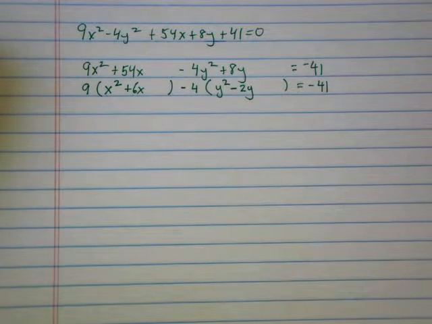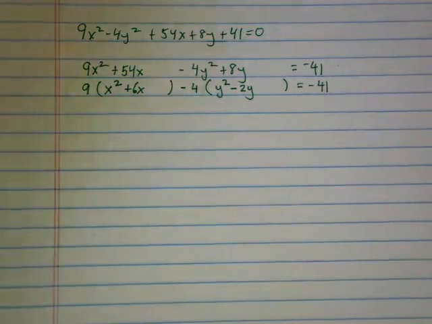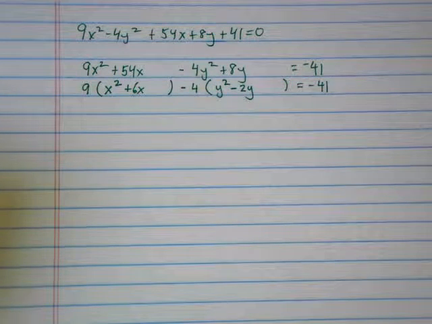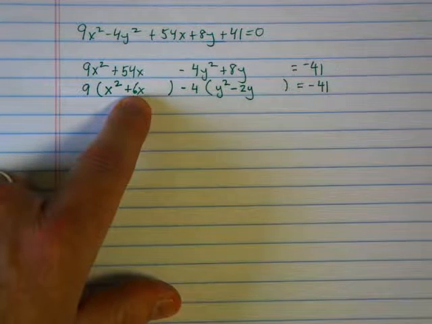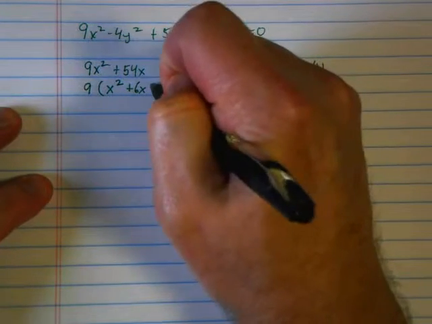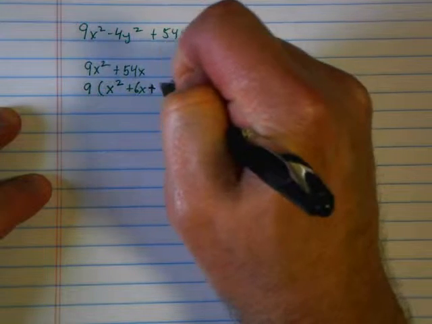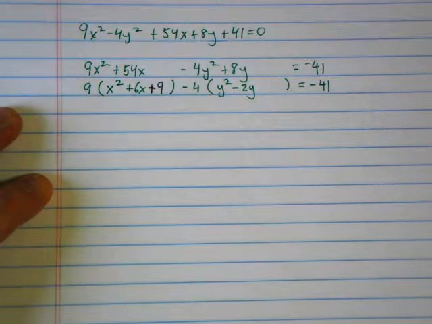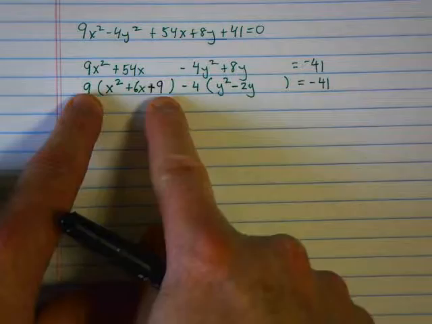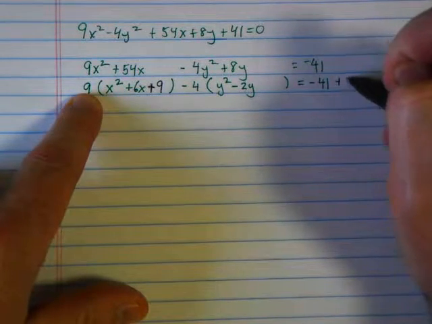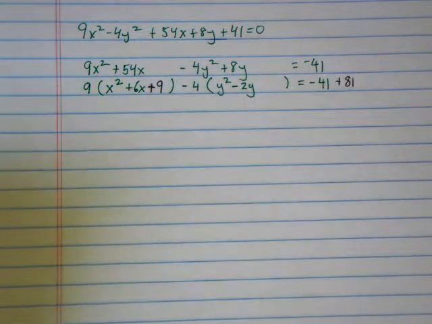All right, what's the magic number for the x's? I take 6, I divide it by 2. 6 divided by 2 is 3, and then I have to square it. 9, so I put a plus 9 here. But not on the other side. What do I put on the other side? 81. Excellent. Why 81? Because it's really 9 times 9. So on the other side, I put a plus 81. Very good. That's a very easy mistake to make.